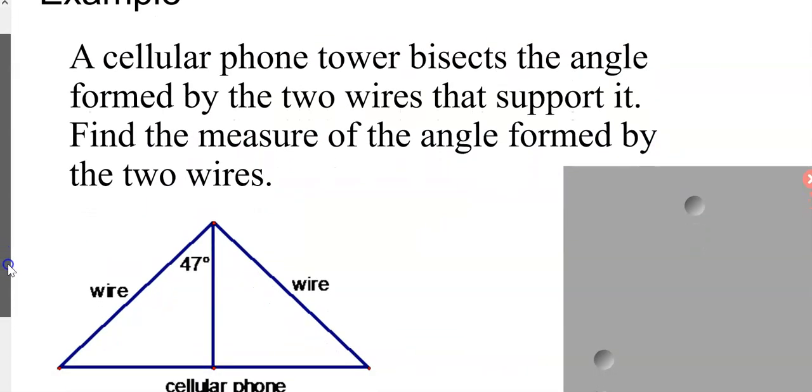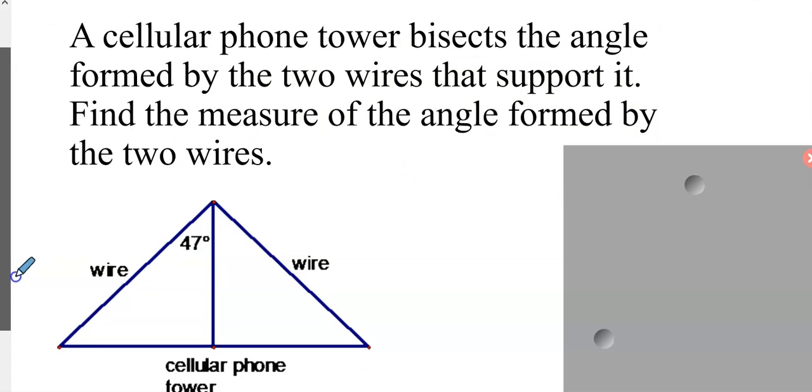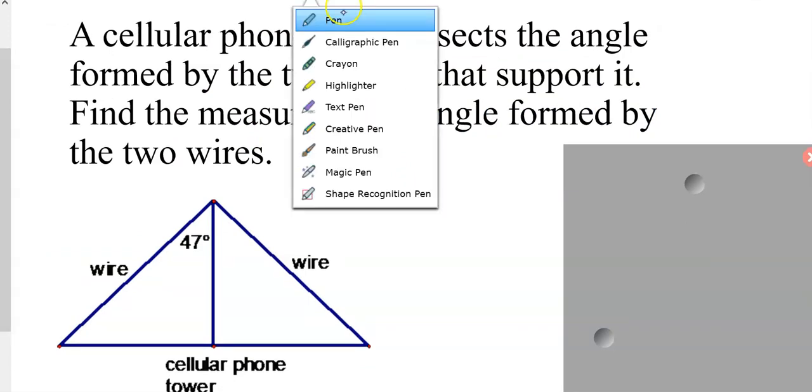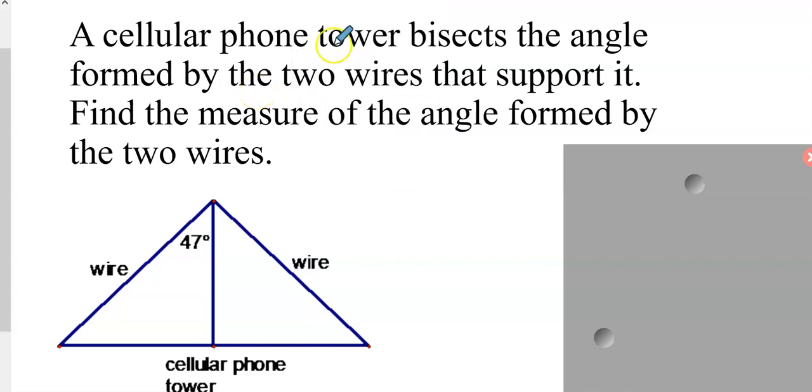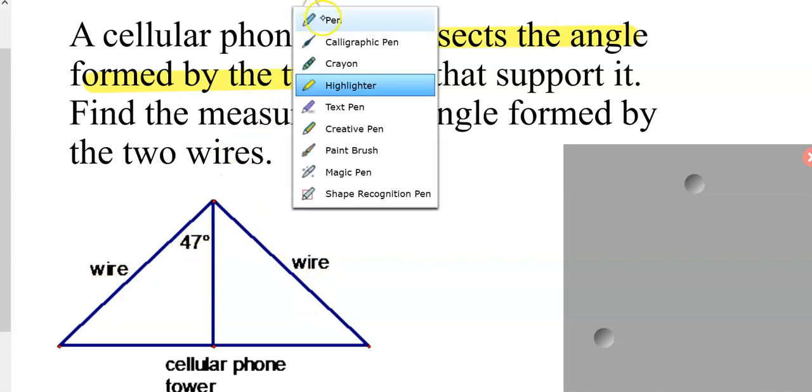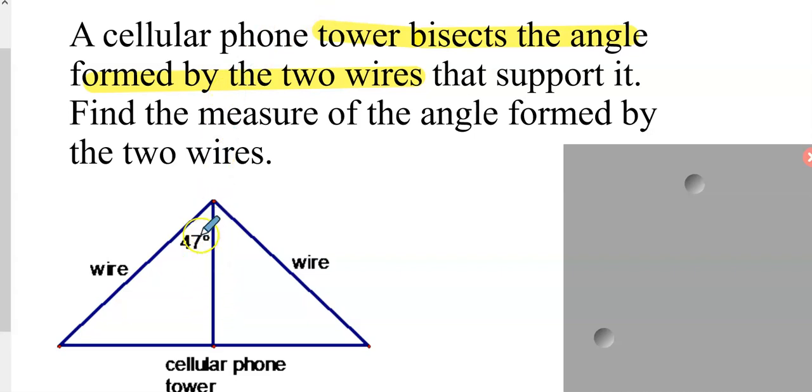The cellular phone tower bisects the angle formed by the two wires. So super important. Again, I'm going to highlight here. Notice how I keep highlighting. I keep reading things over and over again. So a cell phone tower bisects the angle formed by the two wires. So the tower bisects it. So here's my two wires. So I know this tower right here bisects and divides it into two congruent angles. So now it says find the measure of the angle formed by the two wires. So again, formed by the two wires. Wire 1, wire 2. That's the angle I'm looking for right there.